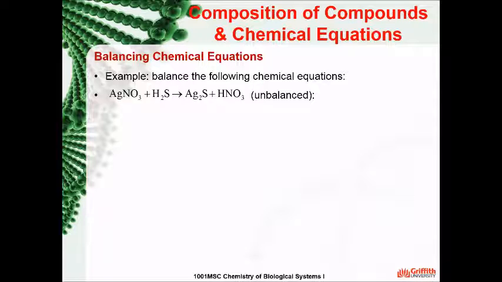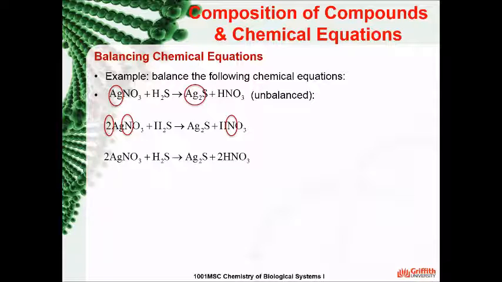Let's look again at the example. We have 1 silver on the right side, but we have 2 on the left side. To fix this, we add 2 in front of the silver nitrate compound. Now we have 2 silver atoms on each side. The second element is nitrogen. Because we added 2 in front of the silver nitrate, we now have 2 nitrogens on the left side. We only have 1 nitrogen on the right side. So we add a 2 in front of the nitric acid compound. Now we have 2 nitrogens on both sides.